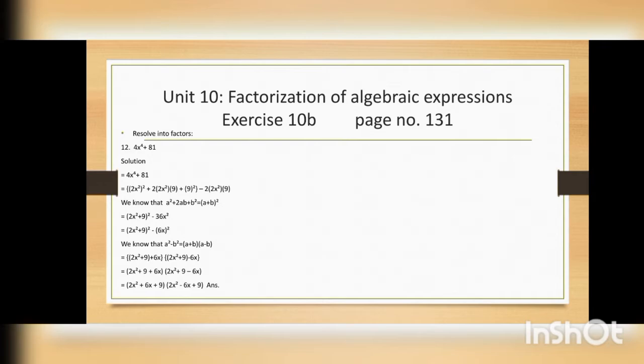And in the last step we just arranged the terms of these factors. Alright, so we have written 2x² plus 6x plus 9 and in the second bracket we have written 2x² minus 6x plus 9. We have written them in descending order. Okay, so these are the required factors.